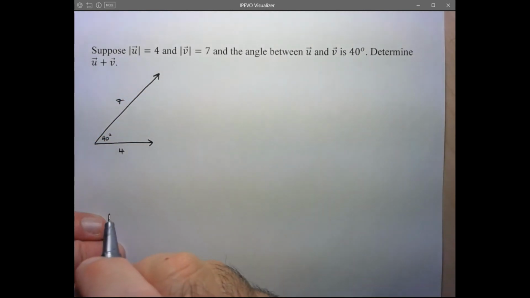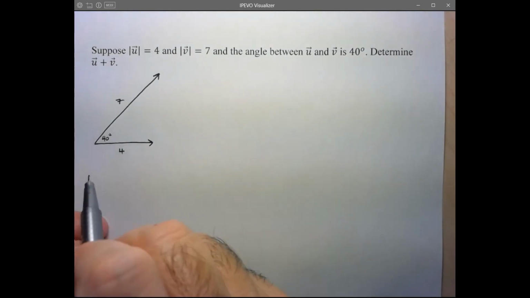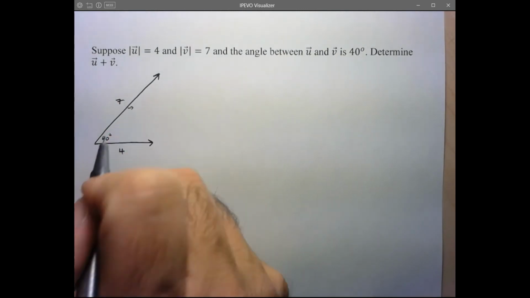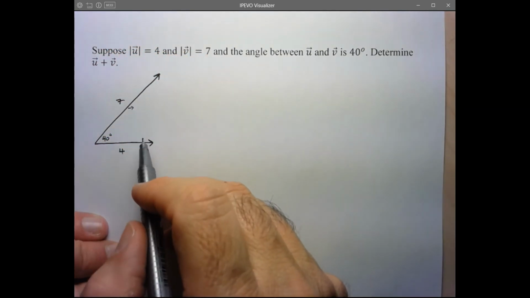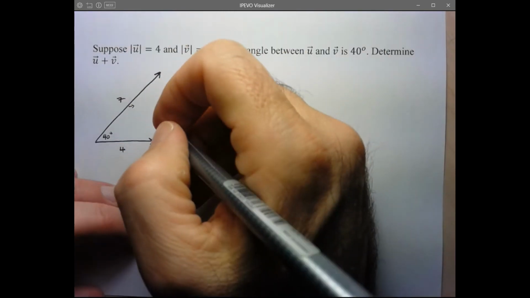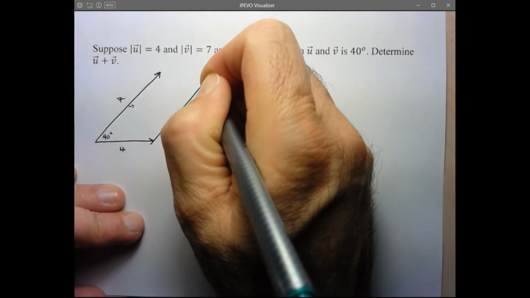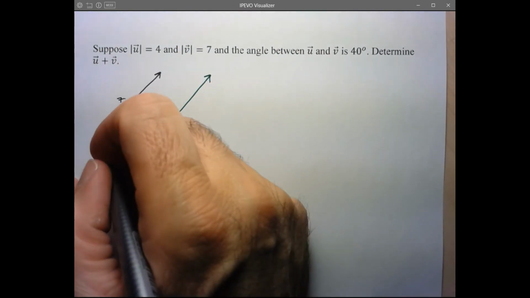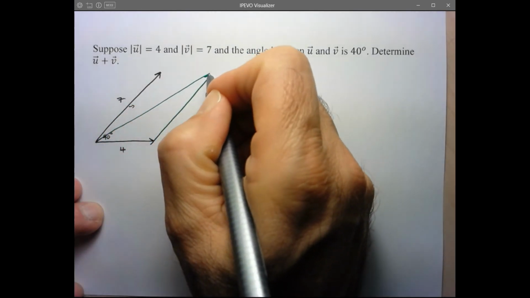Now, I guess I could draw my parallelogram here, but I think it's just easy to take this vector 7 and move it, as I'm allowed to, across so that it's tip to tail with that first vector. So let's take this vector with magnitude 7, the vector v, and move it along there. Now I can add these two vectors tip to tail, so my resultant vector is going to be from the tail of the first to the tip of the second.